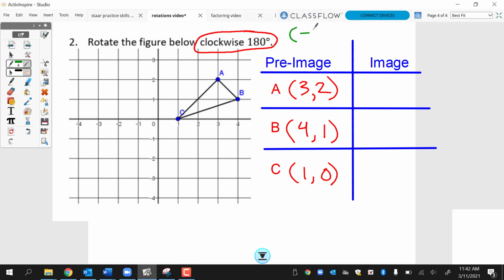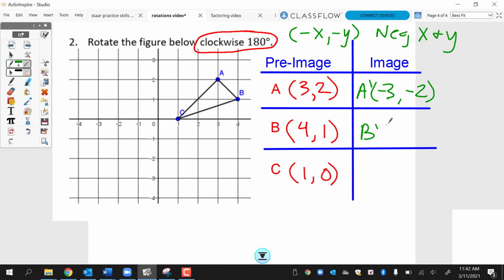So now it's negative X, negative Y. So you're just negating X and Y. Do not change the order. So I keep the order. So it's still 3, then 2. And I make them negative. Oh, they were both positive, so now they're both negative. And now this is A prime. We do this for all of them.